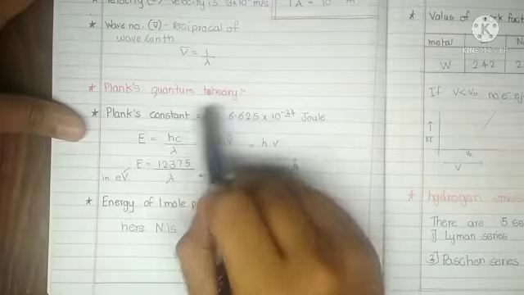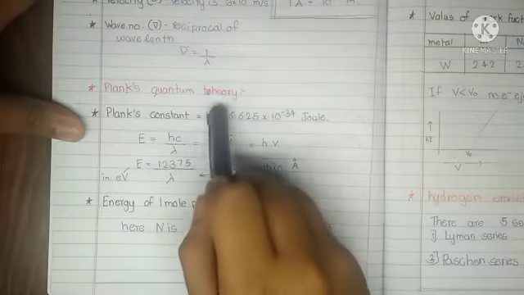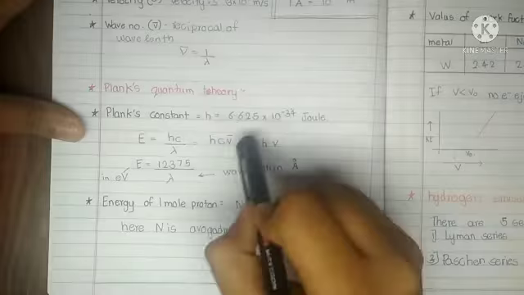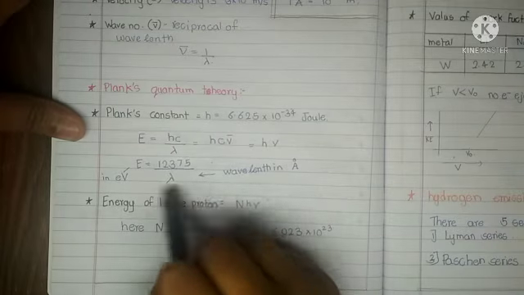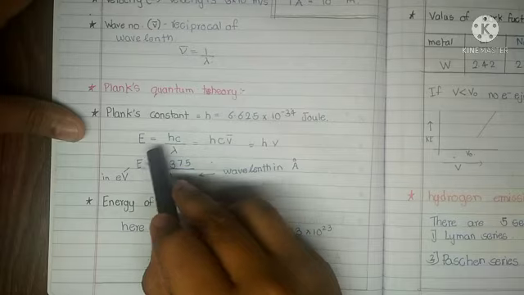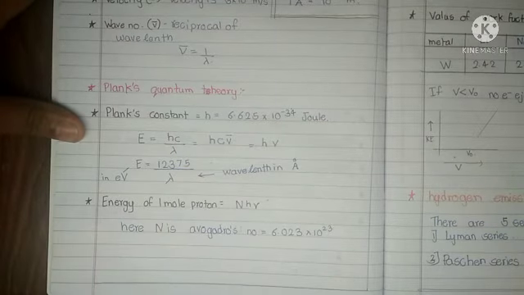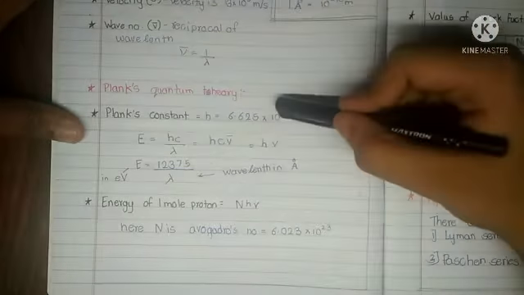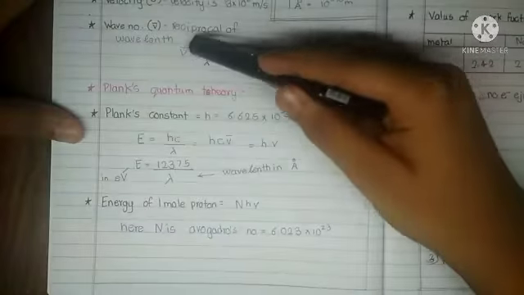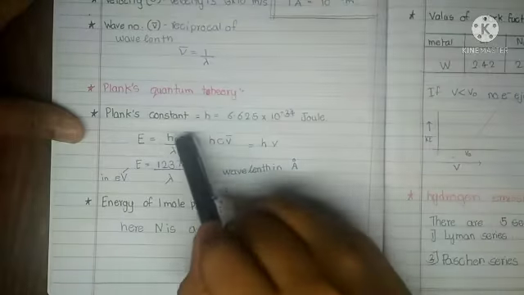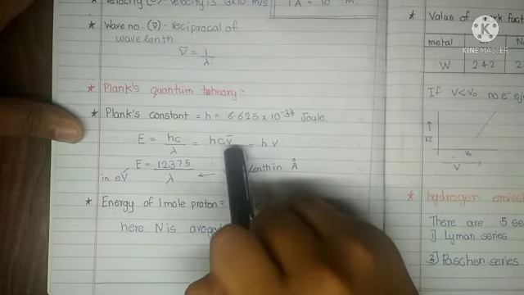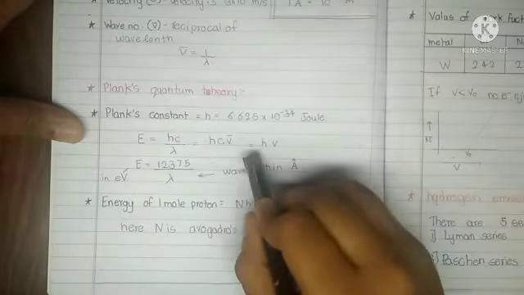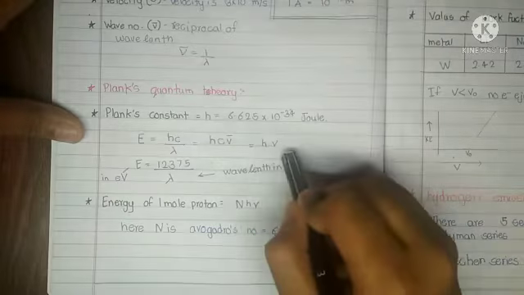Planck's quantum theory. Planck's constant is denoted by h. H is equal to 6.625 into 10 raised to minus 34 joule second. Energy is equal to hc upon lambda, or energy is equal to hc into wave number. As we see, 1 upon lambda is equal to wave number. Therefore, this formula becomes hc into wave number, or equal to hv.